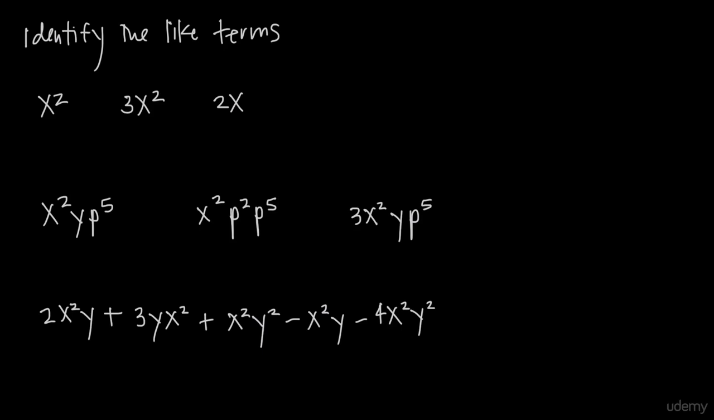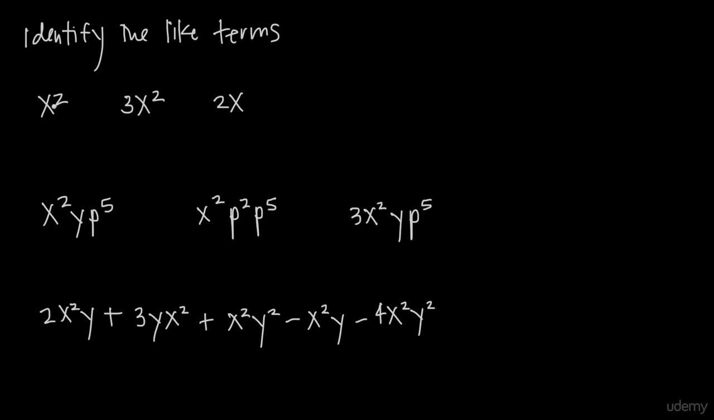In this video, we're talking about the definition of like terms when it comes to addition and subtraction of like terms. So when we're trying to add or subtract, the definition of like terms is going to be the same variable with the same exponent. So in other words, if I have x squared, 3x squared, and 2x, and I'm trying to identify which of these are like terms, the first thing I need to do is look for the same variable, the common variable.